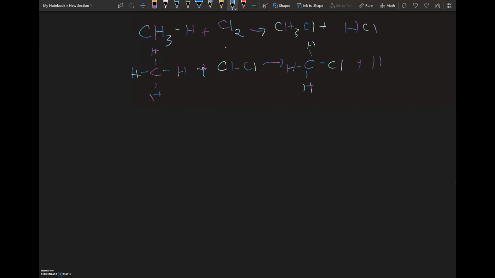we're going to have CH3H plus Cl2 yielding CH3Cl plus HCl. Now these Lewis structures are not much different from the previous one, but if you notice here, you have carbon with 3 hydrogens surrounding it, and you have that 4th hydrogen plus the Cl2 yields HCl plus HCl.